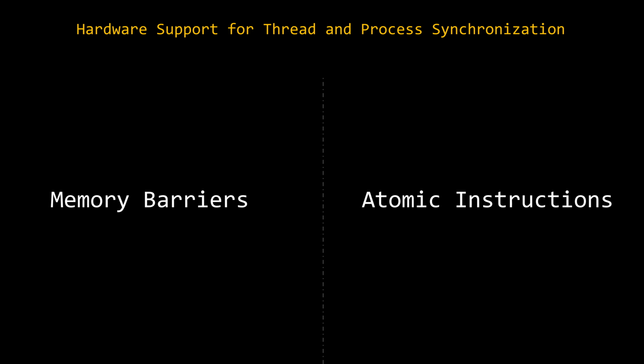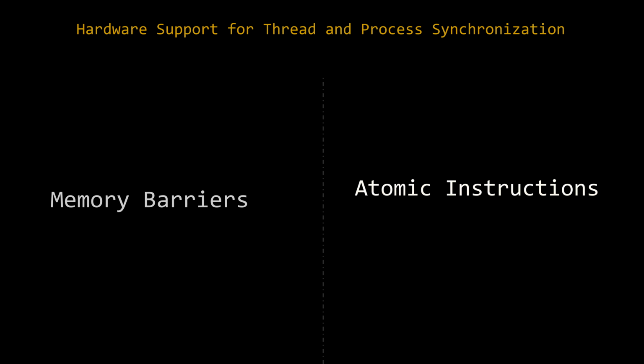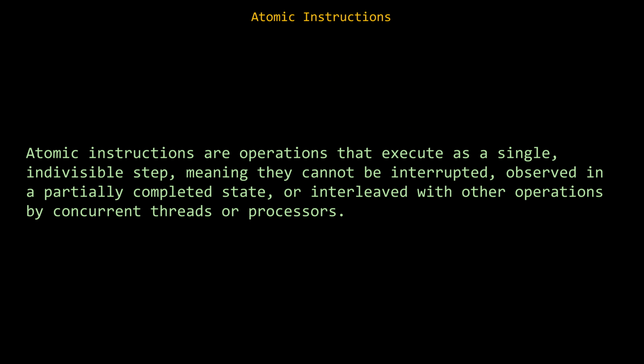Fortunately, for the rest of us, modern processors provide something much more practical: atomic instructions. These are hardware instructions that allow certain operations to execute as a single, indivisible step.